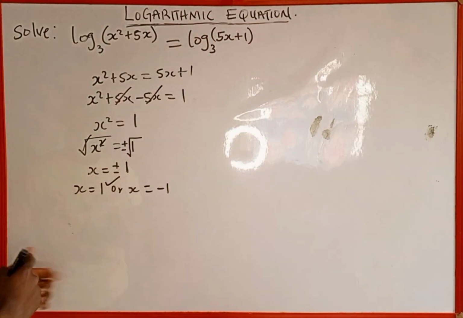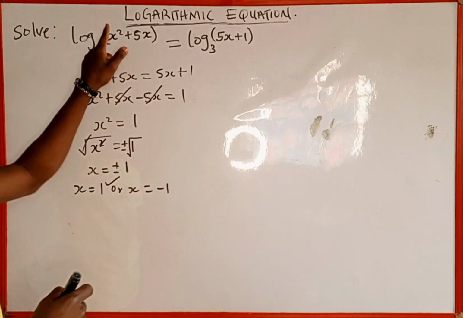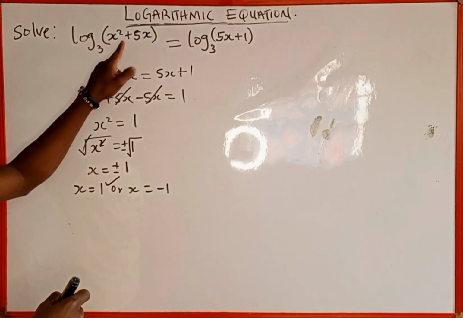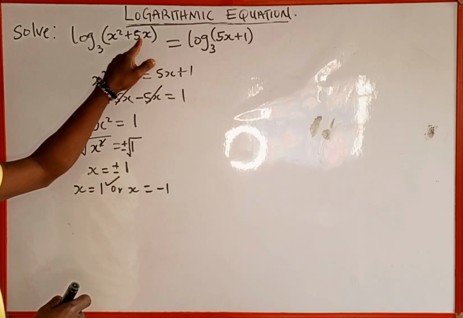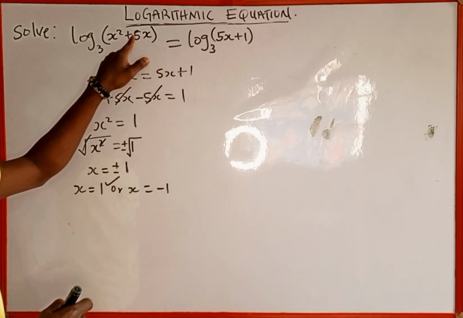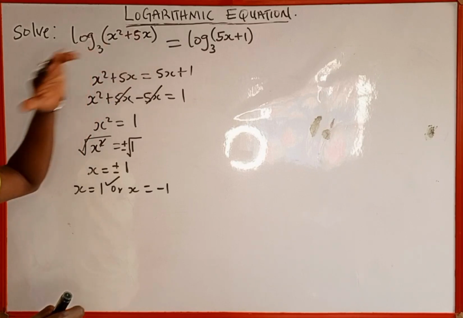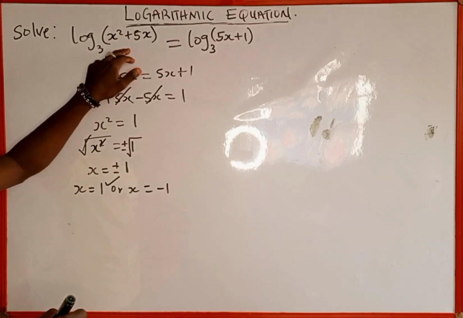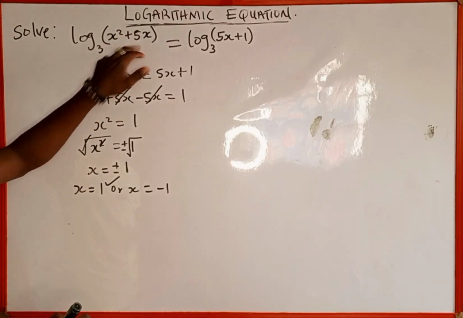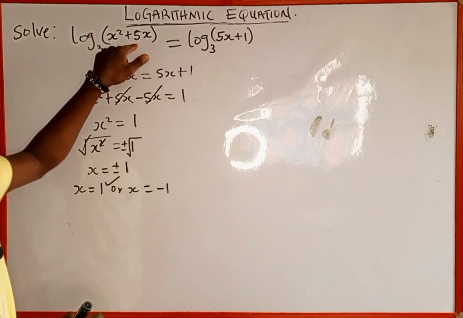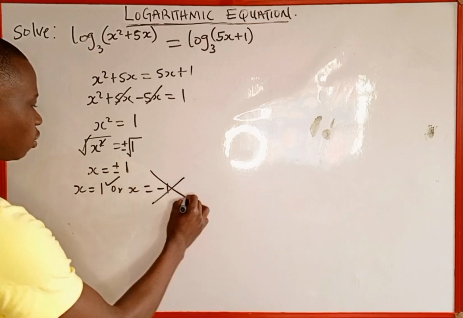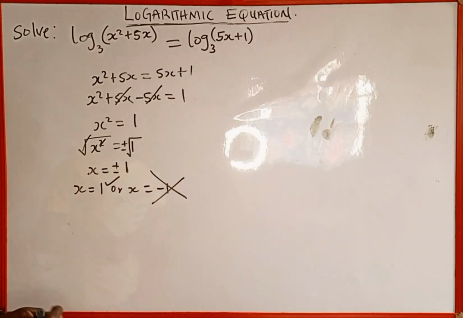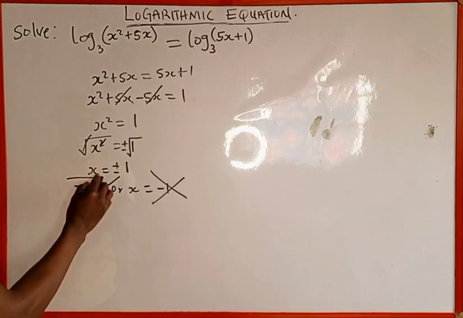But let's see negative 1. Negative 1 squared is the same as 1. Then 1 plus 5 multiplied by negative 1 is going to give us negative 5. Then 1 plus negative 5 is going to give us minus 4. So this is going to be a negative number. And the logarithm of a negative number is undefined. Therefore, x equal to negative 1 will not satisfy this equation. So the only solution we have here is x equal to 1.